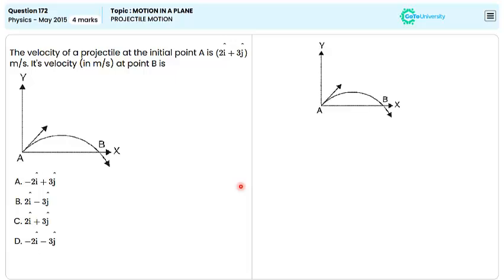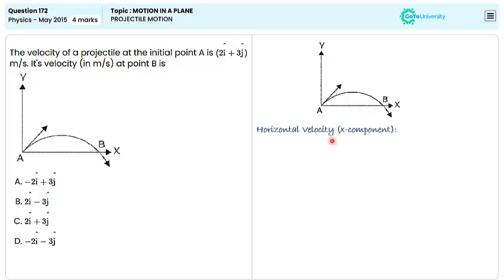The problem involves projectile motion where a projectile is launched at point A with an initial velocity vector VA, which is nothing but 2i plus 3j meter per second. We are asked to find the velocity at point B, where the projectile is at the same horizontal level as the launch point.